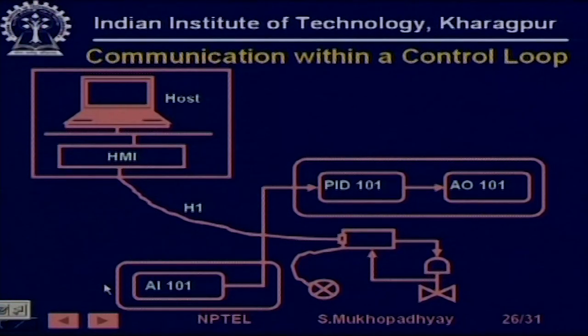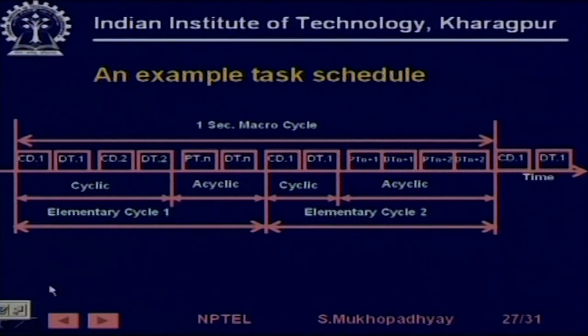For example, take this loop. This is a PID loop with, say, an analog input, a PID and an analog output. These are on different devices, all on the network, and this is a function block representation. Virtually this AI must communicate with PID, and then PID must communicate with AO, and they are physically different devices. This is an example of several devices.